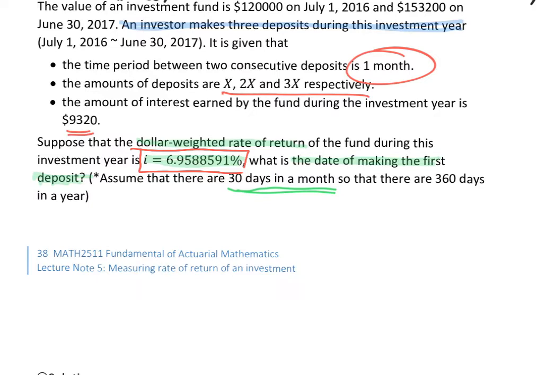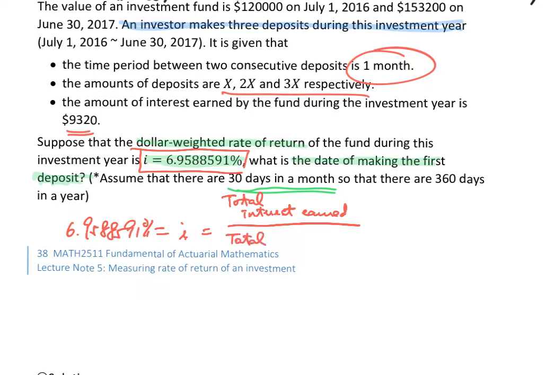So remember, the dollar weighted rate of return is just equal to the total amount of interest earned divided by the total weighted sum of your deposits that you make over this entire year, including your account balance. So we will use this to set up our useful equation.